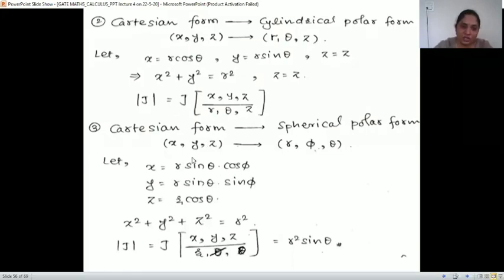So the substitutions here are x is r sin theta cos phi, y is r sin theta sin phi, and z is r cos theta. And if we solve, we get x square plus y square plus z square is r square, and the Jacobian is r square sin theta.